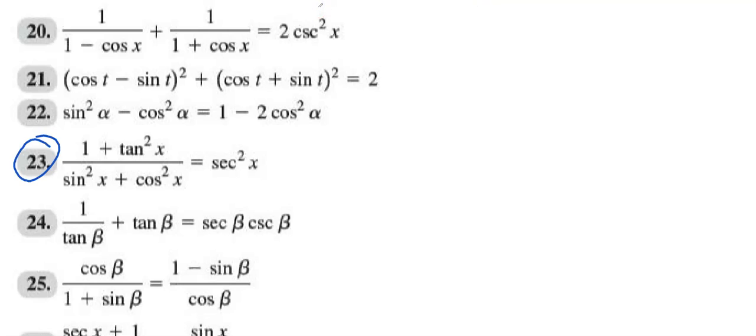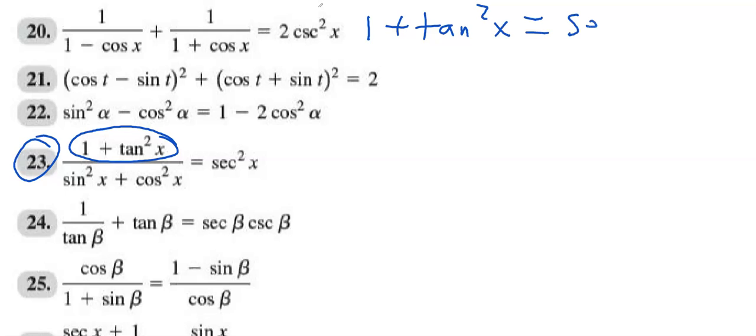Okay, 23. 1 plus tan squared x. Do we know anything that we could replace that with? We could go sine squared x over cosine squared x. We could do that. But if I go back to my Pythagorean identity, no, not quite. Isn't there one that says 1 plus tan squared x equals something? Isn't it secant squared x? So couldn't I just replace this with secant squared x?